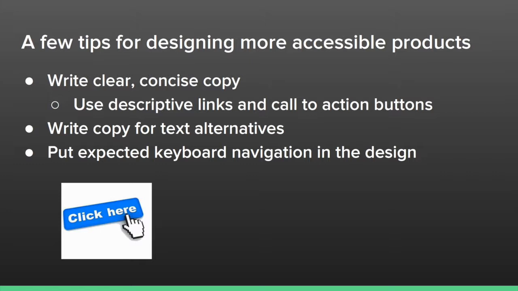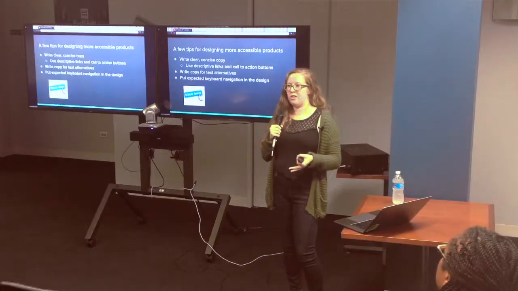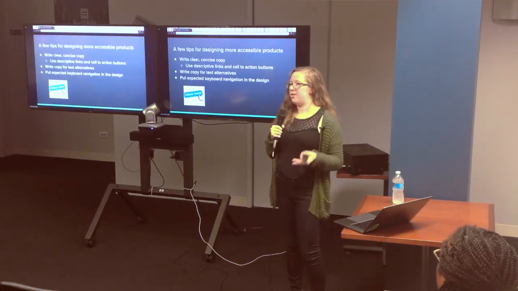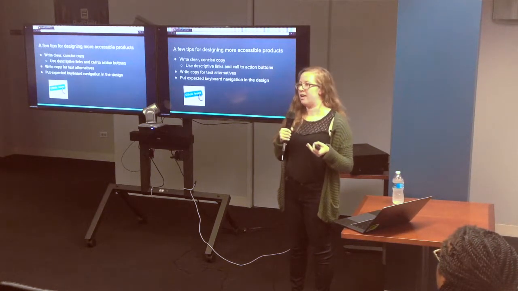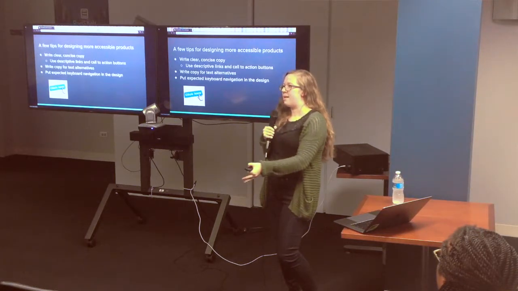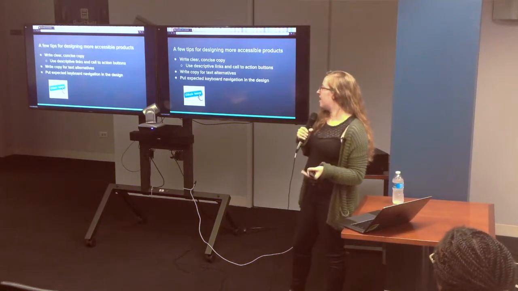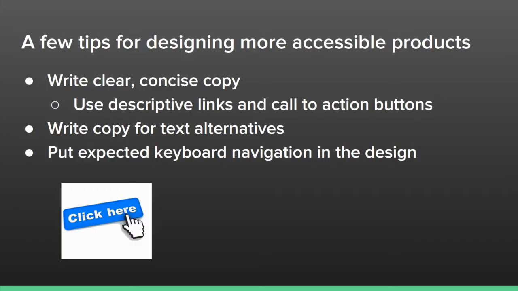So you want to write copy for text alternatives if you're a designer. Like you should say, here's the image I designed for you or the image that I want with it. But you should also say, this is not an important image, or the description of this image is three friends holding hands. That's useful. And then also, I think it'd be awesome if my designer put expected keyboard navigation in the design. If she not only told me how it would work when you click it, but also what the keyboard should do with it. So I guess the image here is a click here with no context.